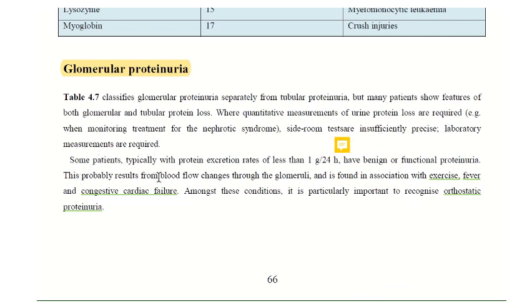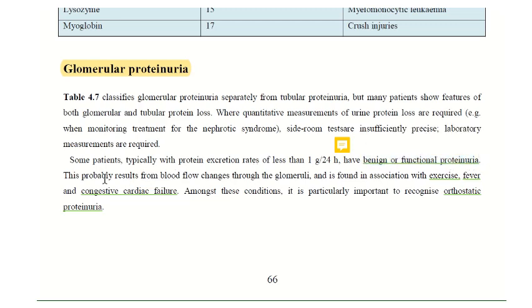Some patients, typically with protein excretion rates of less than 1 gram per 24 hour, have benign or functional proteinuria. إذن بعض المرضى اللي عندهم typically with protein excretion rates of less than 1 gram per 24 hour have benign or functional proteinuria.